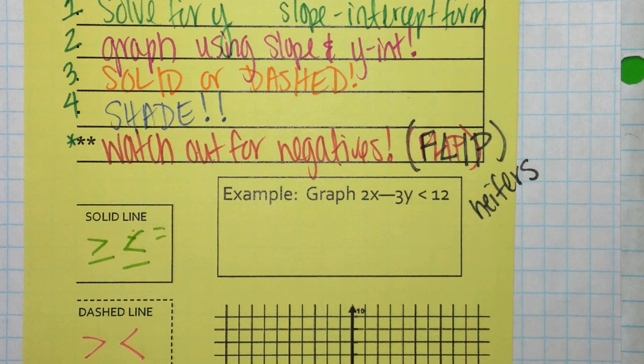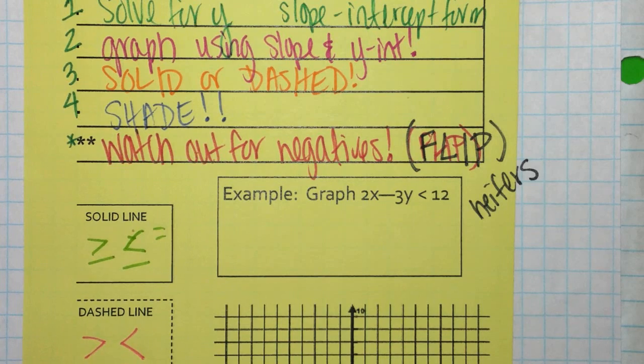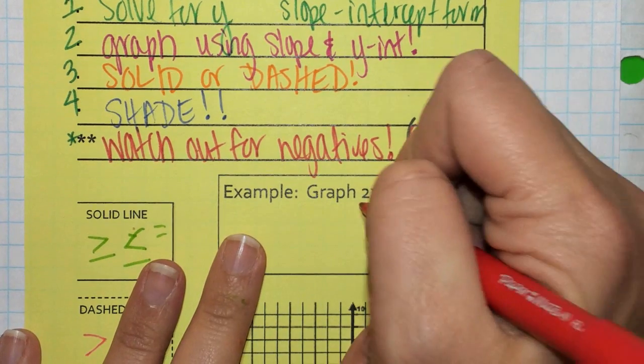Isolate Y. Put a box around Y. Your team has lost its turn. I'm sorry, they were yelling. I say isolate Y. Put a box around the Y. What is with that X? So you don't just subtract X. So what do we do? Subtract 2X from both sides.